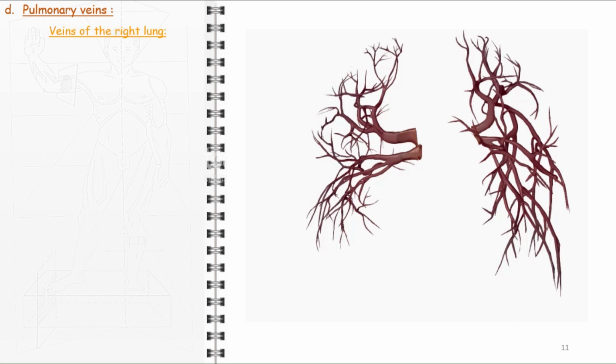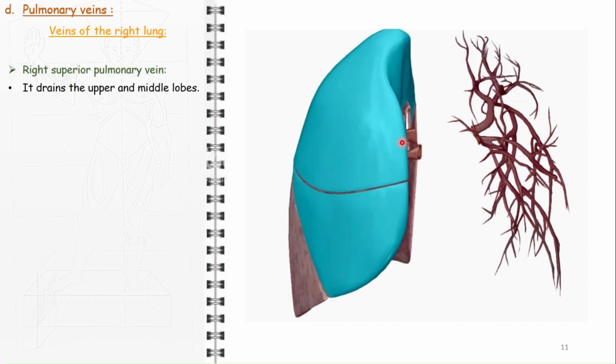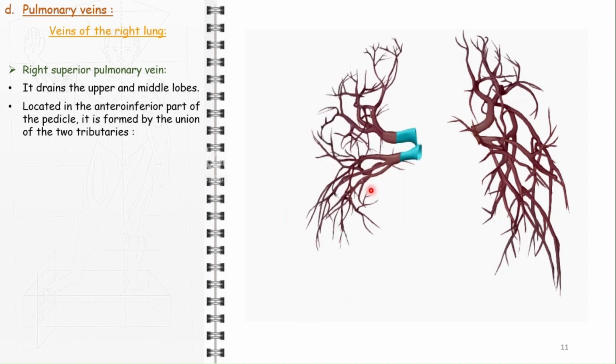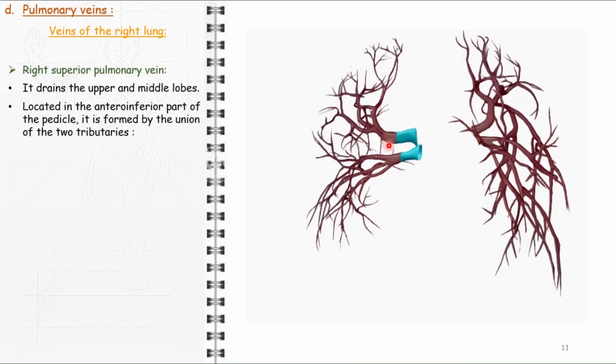On the right side, there are two pulmonary veins. First, the right superior pulmonary vein. It drains the upper and middle lobes. Positioned in the anteroinferior part of the pulmonary pedicle, it is formed by the union of two tributaries.